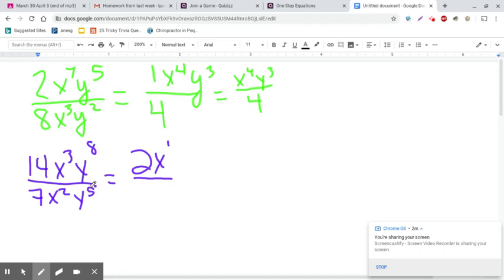Now we're going to look at the next part. y to the 8th over y to the 5th. 8 minus 5 is 3. So since the 8's bigger, our y is going in the top, and 8 minus 5 is 3. So our answer really is just 2x y to the 3rd.